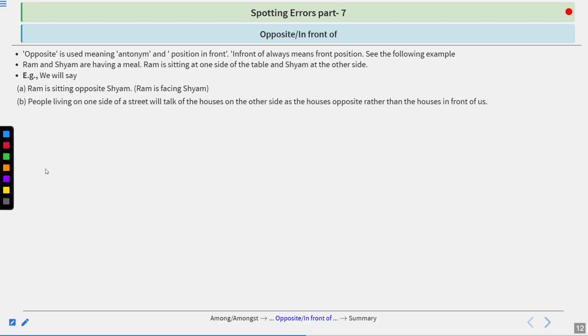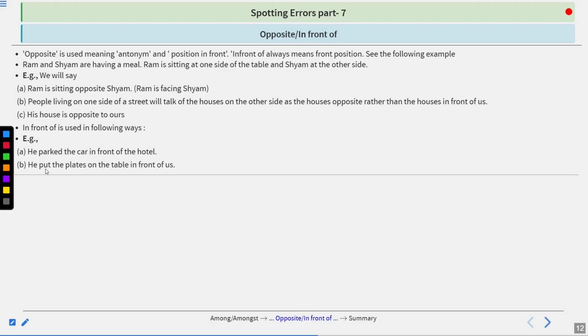People living on one side of a street will talk of the houses on the other side as the houses opposite rather than the houses in front of us. His house is opposite to ours. I hope you understood. In front of is used in the following ways. He parked the car in front of the hotel. He put the plates on the table in front of us.